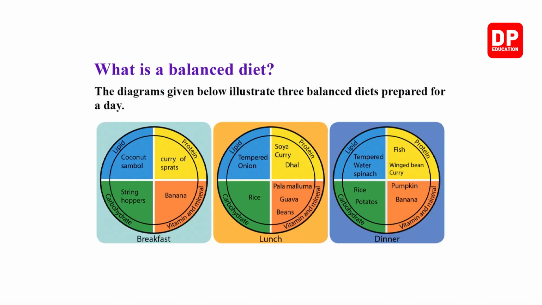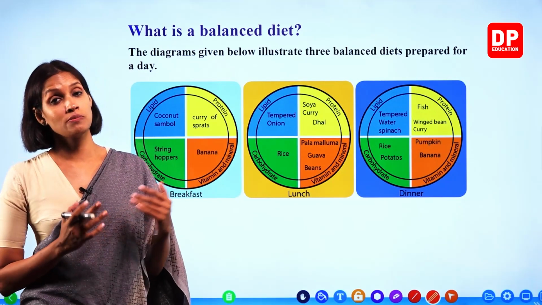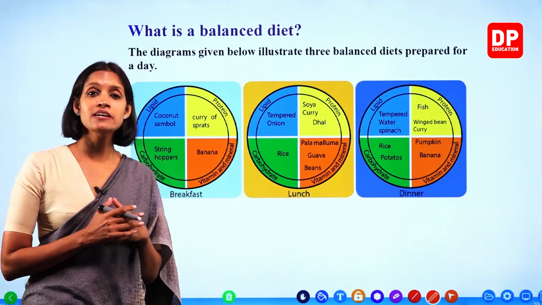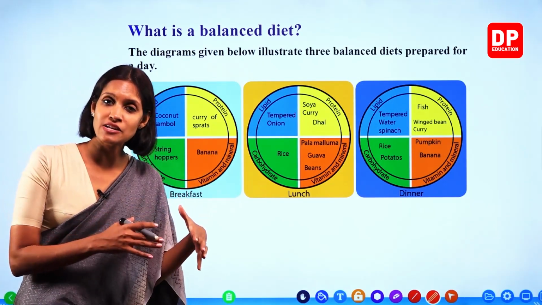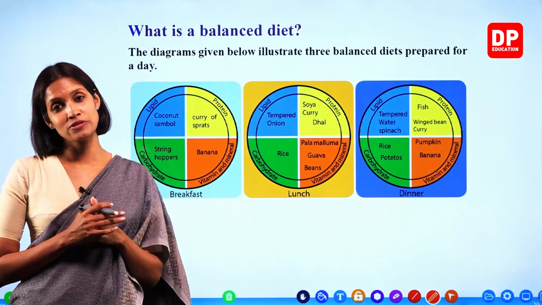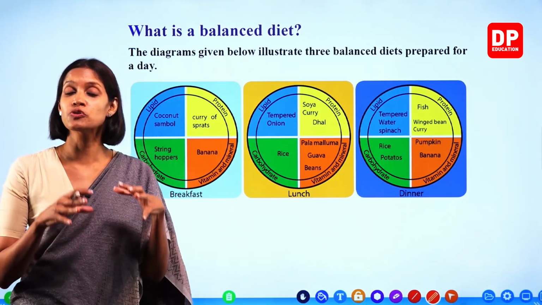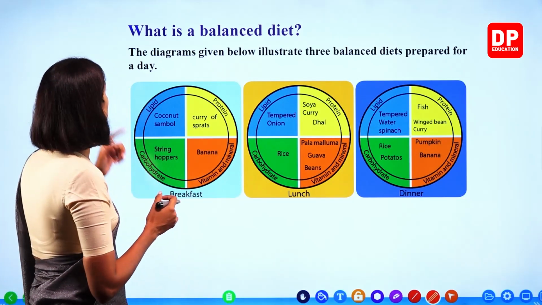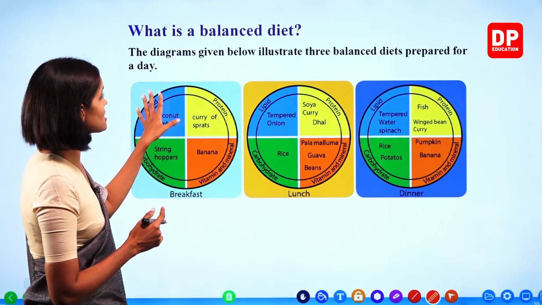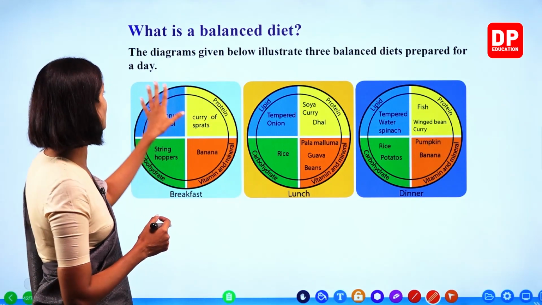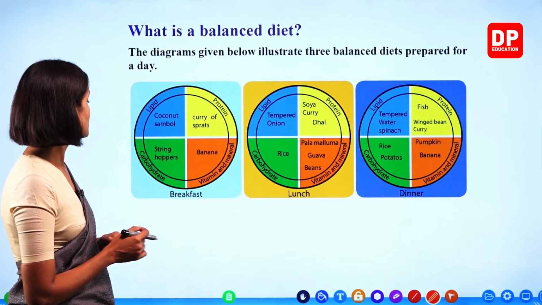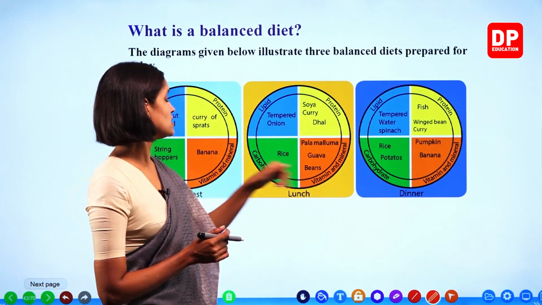So what is a balanced diet? A balanced diet means a diet that contains all the necessary nutrients in correct amounts, right? So in the beginning of the lesson, we discussed that some nutrients we need in large amounts, some in smaller amounts. So all the necessary nutrients should be present in correct amounts or correct proportions, right? The diagram given below illustrates 3 balanced meals prepared for a day. Look at this: breakfast, lunch, dinner.